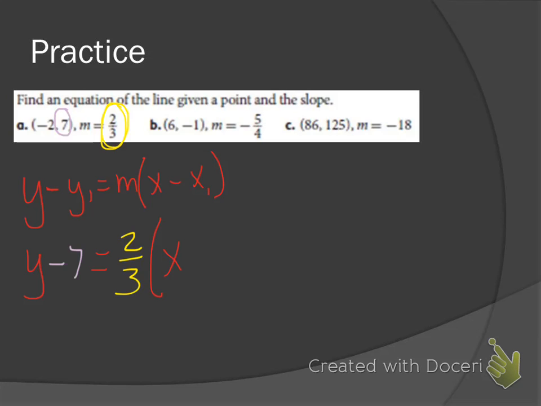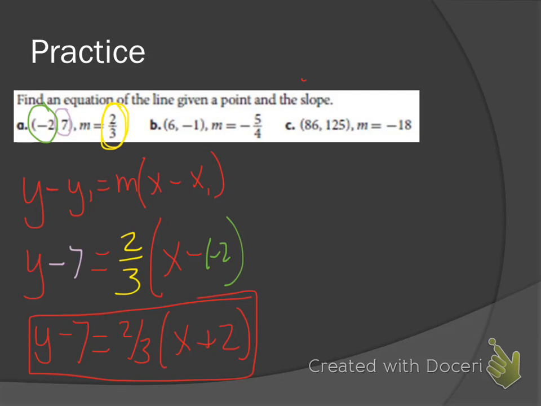Okay, I want to say minus, but then again, look, my x is -2, so it's going to be minus -2, which then becomes a plus. So my real answer is y minus 7 equals 2/3 times the quantity x plus 2. That is my equation. Really easy, isn't it? Let's look at the next one.